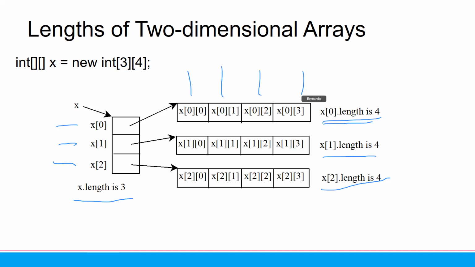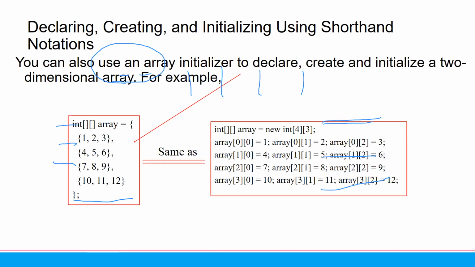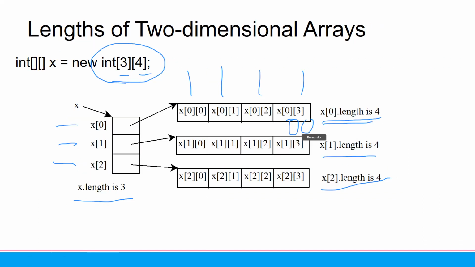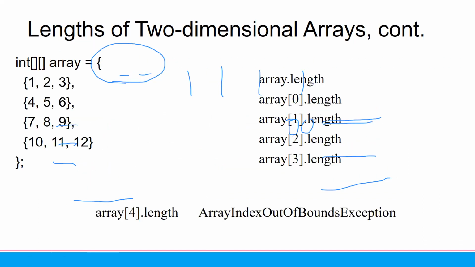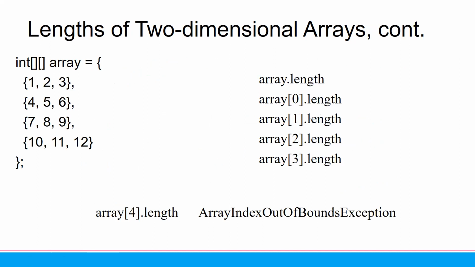Because we have 3 rows, and for every row we have a length of 4. So this is by the definition for this one. We have 3 rows and we have 4 columns. Okay, so it depends on your definition. For example, here we have 4 rows and 3 columns, so it's different. You can make your own definition about the length for every row.